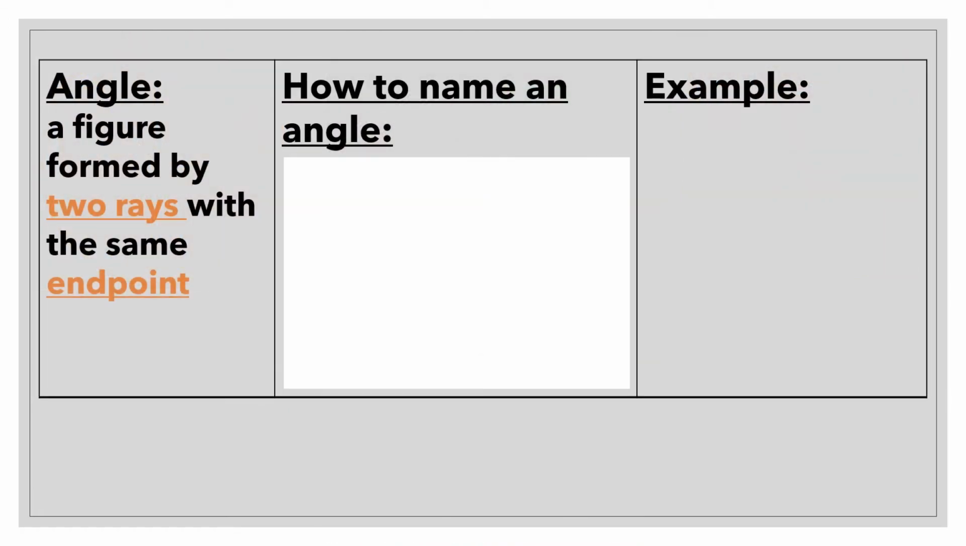So an angle is a figure formed by two rays with the same endpoint. So on your notes there, you're going to want to write that down. Pause it if you need to. I'm just going to run through this quick.